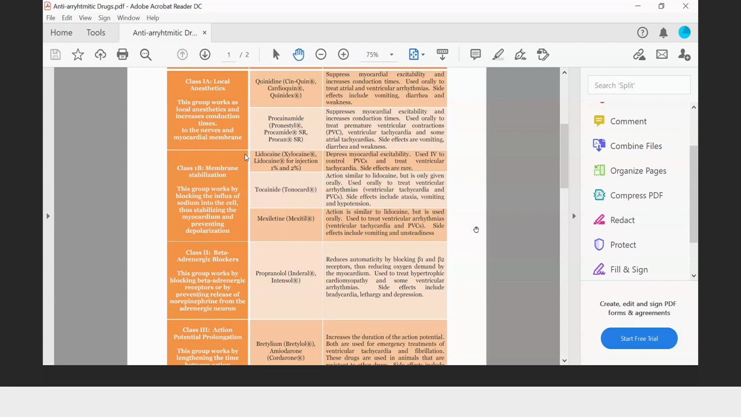Okay, next is the beta adrenergic blockers. It's the class 2. I've touched on this before during the peripheral nervous system drugs. It works by blocking beta adrenergic receptors or preventing release of norepinephrine from the adrenergic neurons. It is used to treat hypertrophic cardiomyopathy and some ventricular arrhythmias. Okay, next we have the next class.